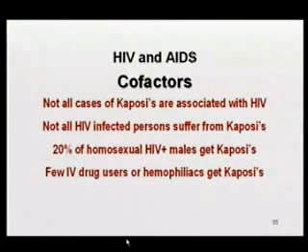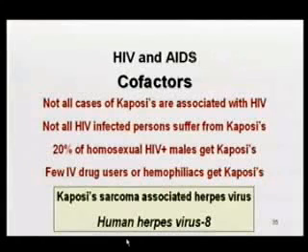About 20% of homosexual HIV-positive males come down with Kaposi's, but very few of the other groups. So this doesn't look like it's the result of having HIV. And indeed, we now know it's because in the gay community particularly, another sexually transmitted disease, human herpes virus 8, otherwise known as Kaposi's sarcoma-associated herpes virus, is the actual causative agent of this problem.